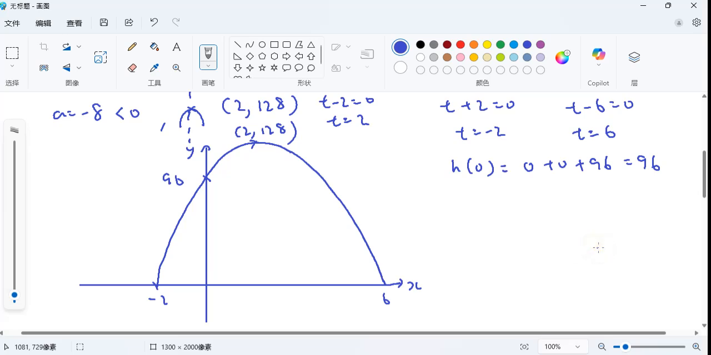Okay, so to sketch the graph, what we need to know is we must have the shape correct, and then we have 4 points. So the 4 points are the y-intercept, and then the maximum or minimum point, and then the x-intercepts.